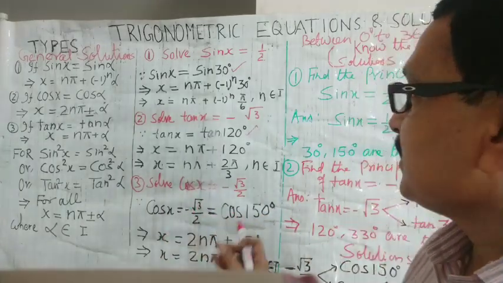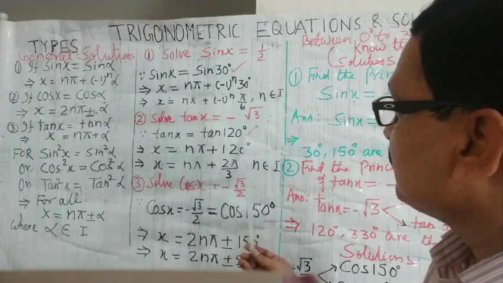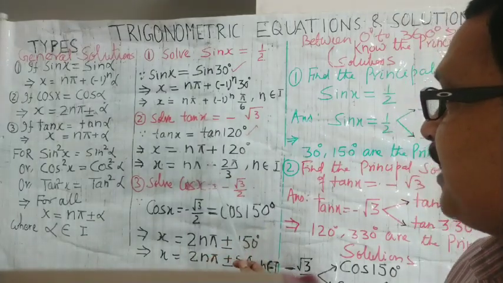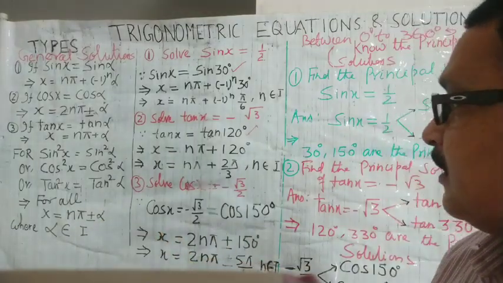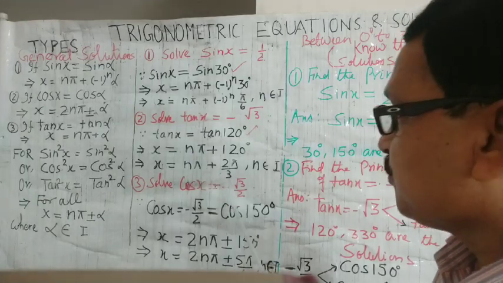Likewise, solve this. So, tan x is equal to tan 120 degree. So, x is equal to n pi plus 120. Just see this pattern and answer the question. 120 can be changed to radian.